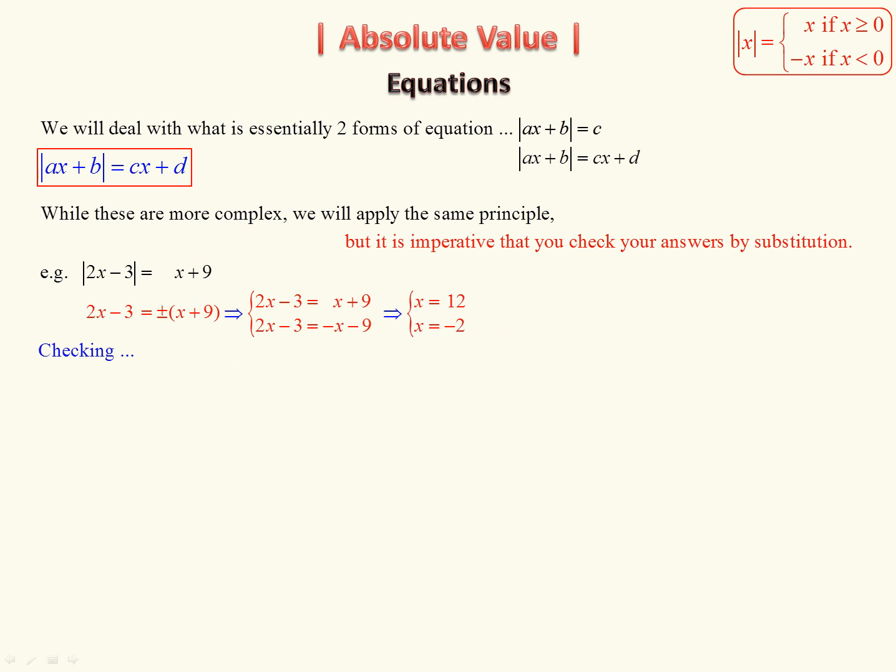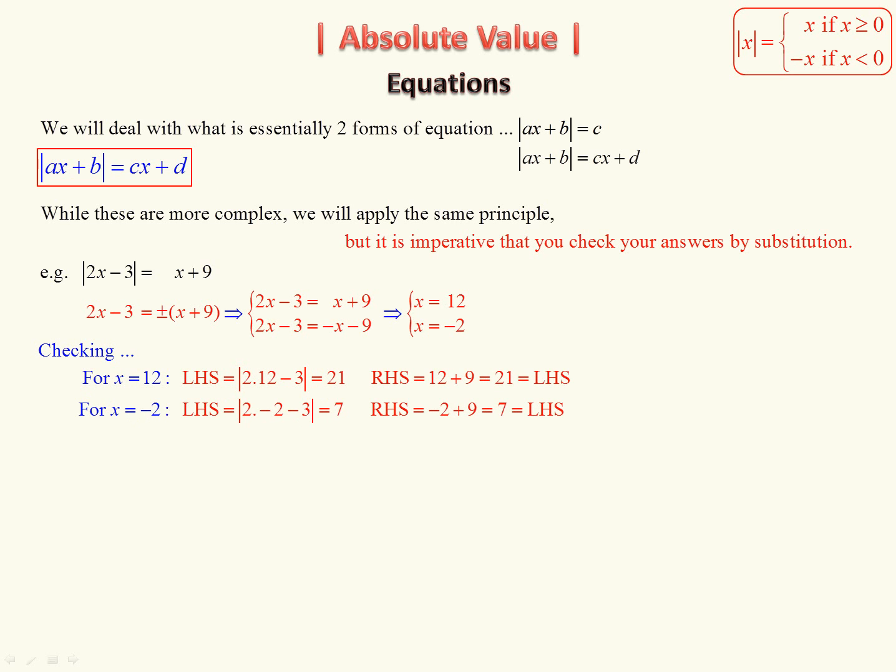Checking the answers. For x equals 12, left hand side 21, right hand side 21. 12 is acceptable. X equals negative 2, left hand side 7, right hand side 7. We can accept both answers.